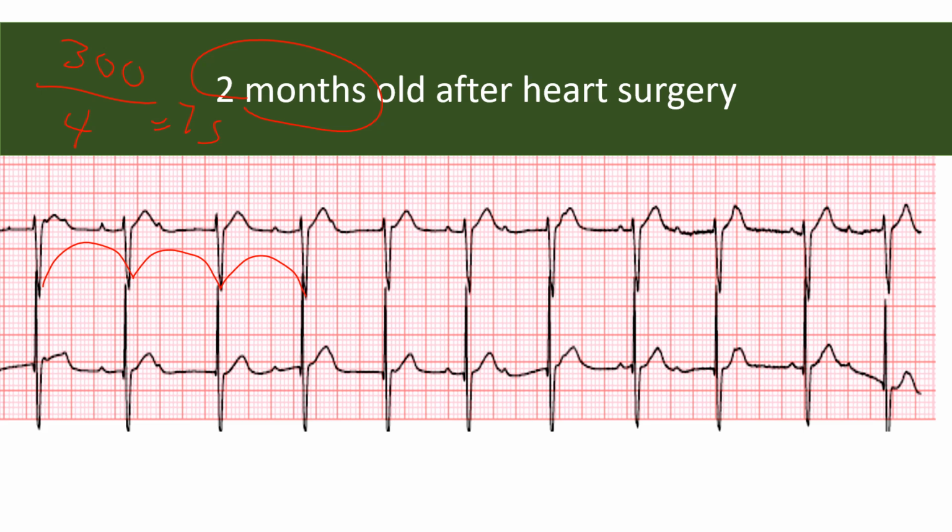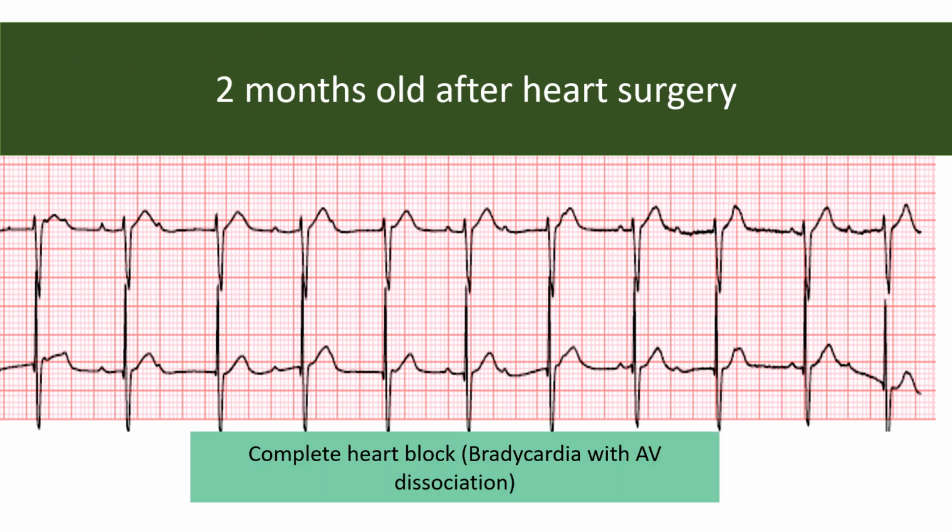Then we try to find a P wave before each QRS. You don't see any here. There is none. Then another P wave here, another one here. So there are 2 P waves before this QRS, then one here, and another P wave here. So there is no correlation between the P waves and the QRS. They are independent. What is the most likely diagnosis? This is a complete heart block, bradycardia with AV dissociation.